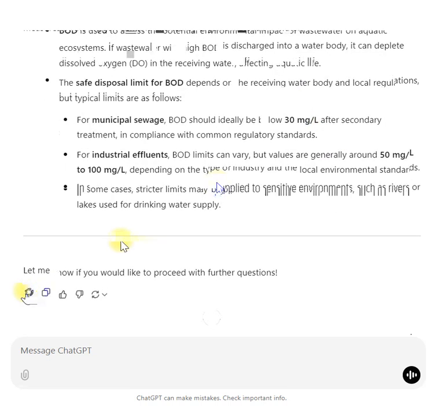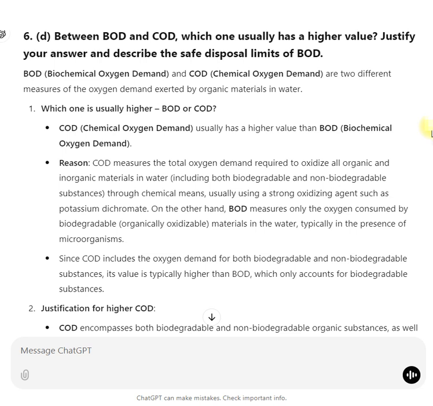Task 6D. Between BOD and COD, which one usually has a higher value? Justify your answer and describe the safe disposal limits of BOD. BOD, biochemical oxygen demand, and COD, chemical oxygen demand, are two different measures of the oxygen demand exerted by organic materials in water. 1. Which one is usually higher, BOD or COD?